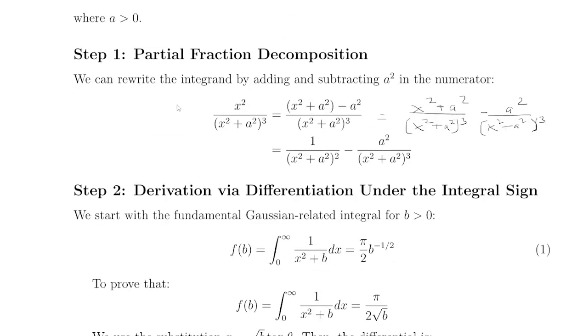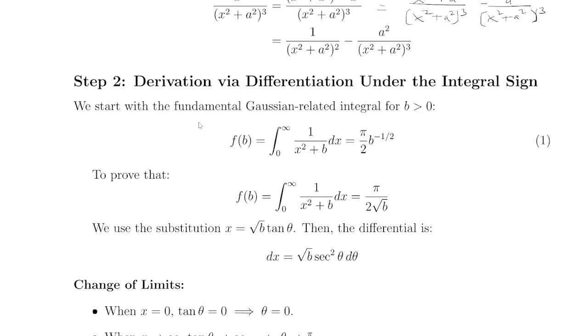Now, in order to solve this, we want to use the fact that the fundamental Gaussian related integral, for b greater than 0, we have f of b equals the integral from 0 to infinity of 1 over x squared plus b dx. That's going to equal pi over 2 times b to the negative 1/2 power. And here's a proof for this. So let's first rewrite this as just pi over 2 square root b.